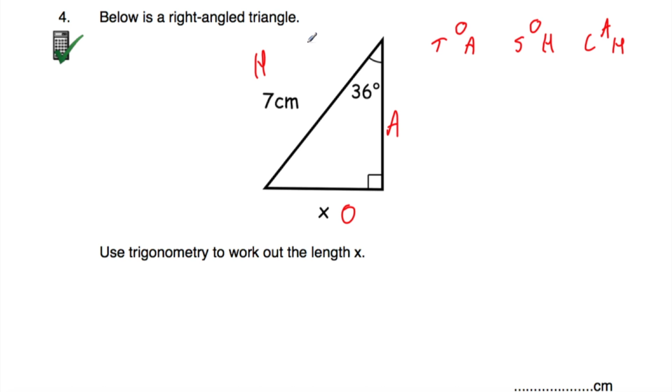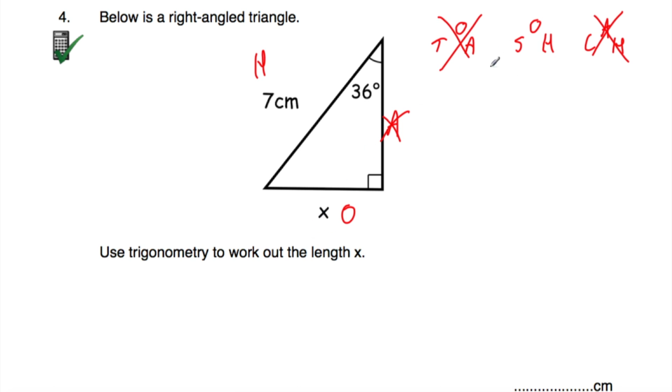Now let's have a look and see which side we're not using in this question. Now we're trying to find the opposite, so we're using that. We've been given the hypotenuse, so we're using that. But in this question, we're not using the adjacent, so let's cross that off. So we can cross off that triangle, and we can cross off that triangle. So the trig ratio we're going to be using is the sine one.